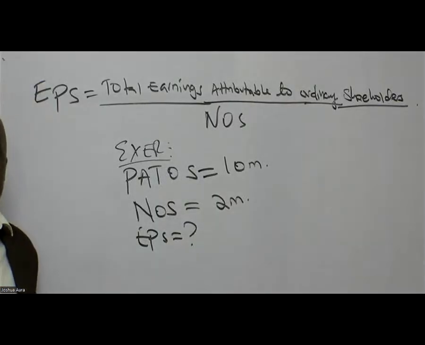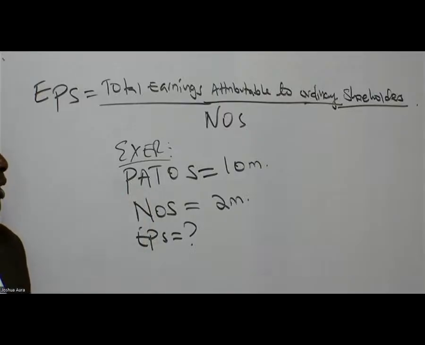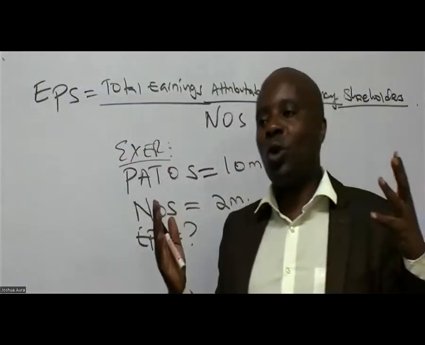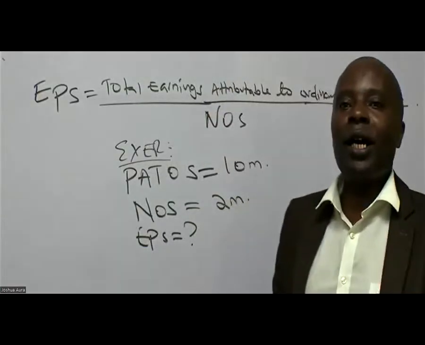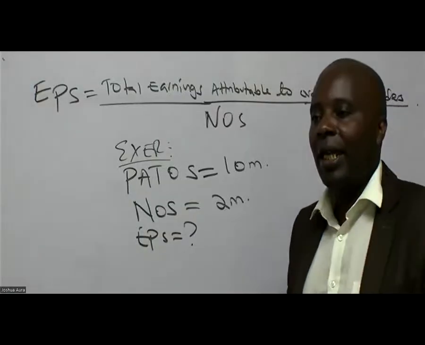So remember, profit attributable to ordinary shareholders is 10 million, and the number of ordinary shares is 2 million. Then they want you guys to do something very easy. They want you to get what we call earnings per share.